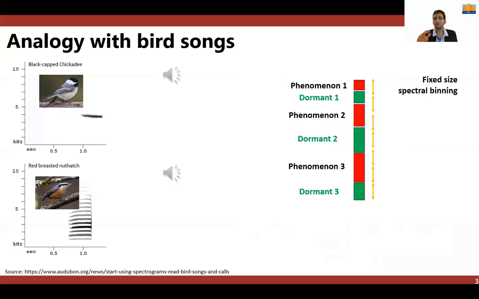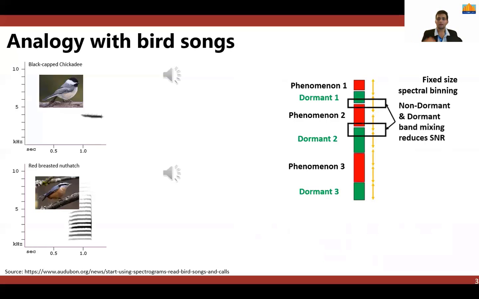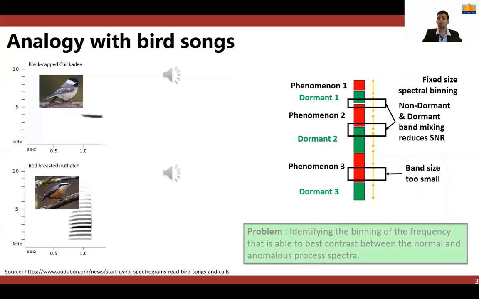For example, two immediate issues can be observed from the illustration here. Large band sizes tend to mix signal components from dormant bands, which reduces the signal to noise ratio. Similarly, small bands reduce the contrast and cause significant variations in the energy content from sample to sample. Thus, we have an open problem here on how to bin the frequency channels so that we can obtain the best contrast between the normal and the anomalous process spectra.